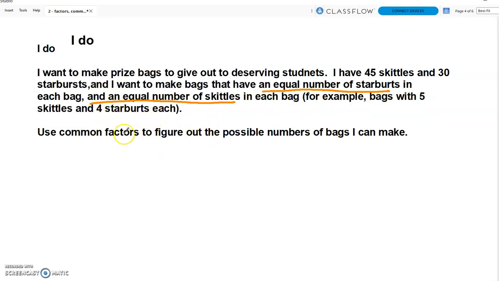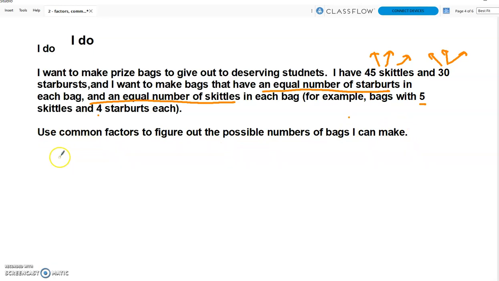I want all the bags to match, and all the bags to have the same number of Starbursts in each bag, and the same number of Skittles in each bag, but you'll notice those numbers don't have to match. They don't have to have like 4 of each or 5 of each. I just want to divide them evenly. So I want to take my 45 Skittles, put them in bags. I want to take my 30 Starbursts, put them in bags that are even. That's what I want to do. It says use common factors to figure out the possible number of bags I can make.